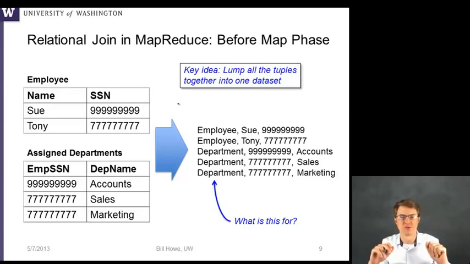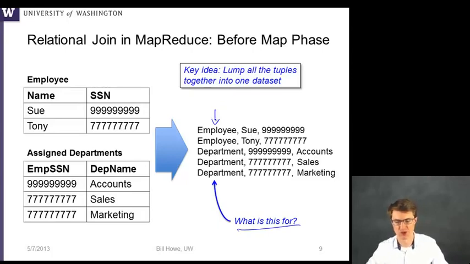But that's okay. There's a bit of a trick here. Imagine the data set here is just a big jumble of tuples. It doesn't matter what table they came from. We just lump them all together into a single data set called tuples, and that'll be what we process with MapReduce. Here I'm asking the question, what is this for? Well, this is a label that we've attached to every tuple so that we can know where it came from, and we'll see how that's used later.